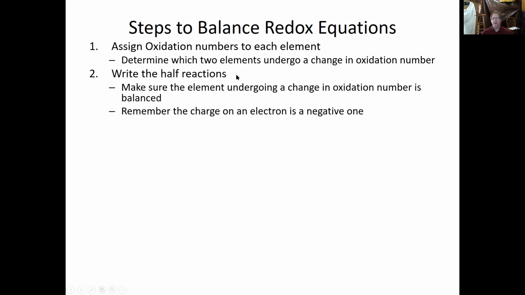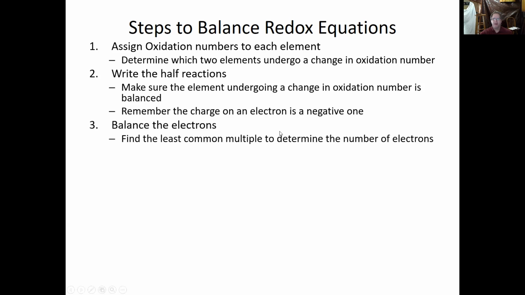Okay, you'll need to write the half reactions. Now, a half reaction is where we write the element that's undergoing oxidation, including the electrons that are moving. So if it's oxidation, the electrons are lost. The electrons are going to be on the right side of the equation. If it's gaining electrons, we're adding electrons to it, which means the electrons are on the left side of the equation. And it might help if you remember the electron charge is a -1. Okay. Then we need to balance the electrons.